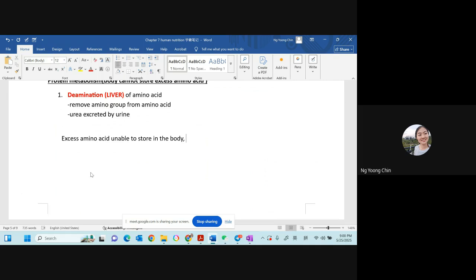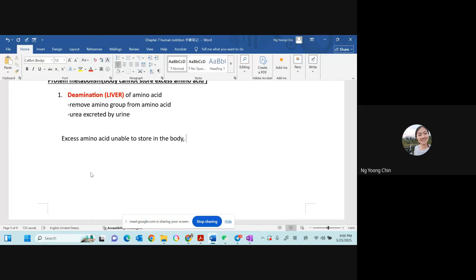Okay, so this means that whenever the amino acids come from the intestine, they produce a large amount of amino acid, right? Maybe some part of the amino acid will be used up by the body cells, but some part of the amino acid will still not be used up. Those amino acids that are not used up will be excreted out from the body as urea, in the form of urine. They will not be stored in the body.